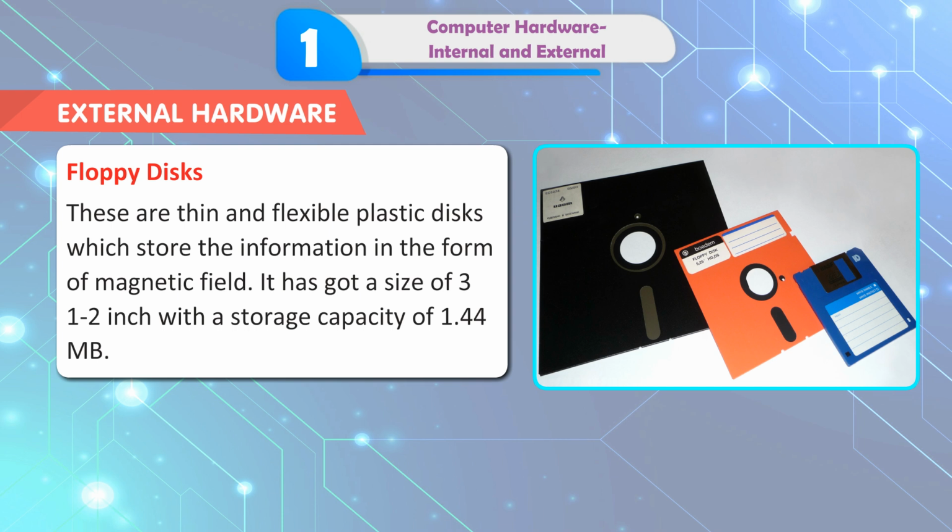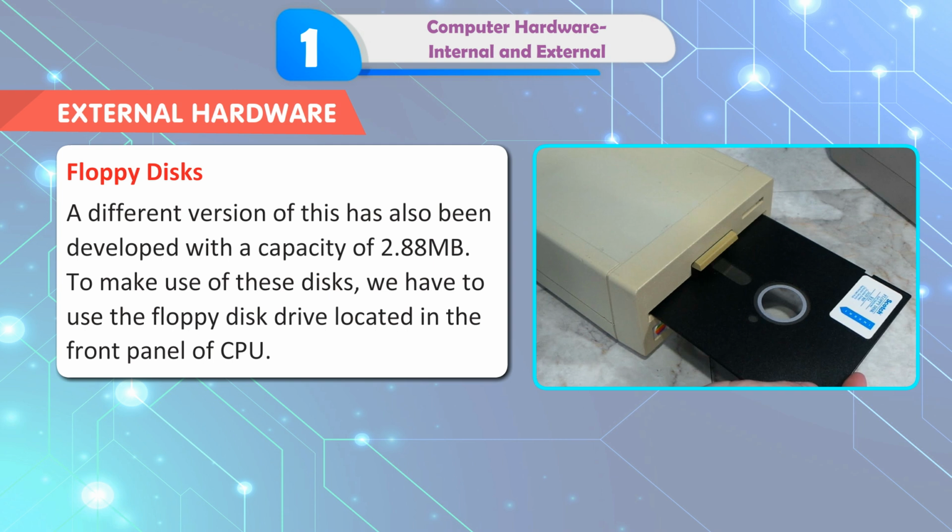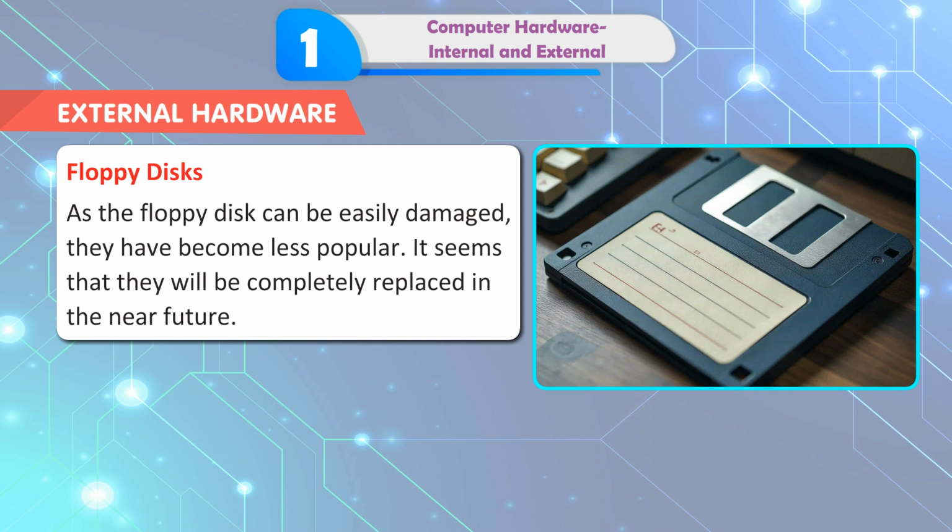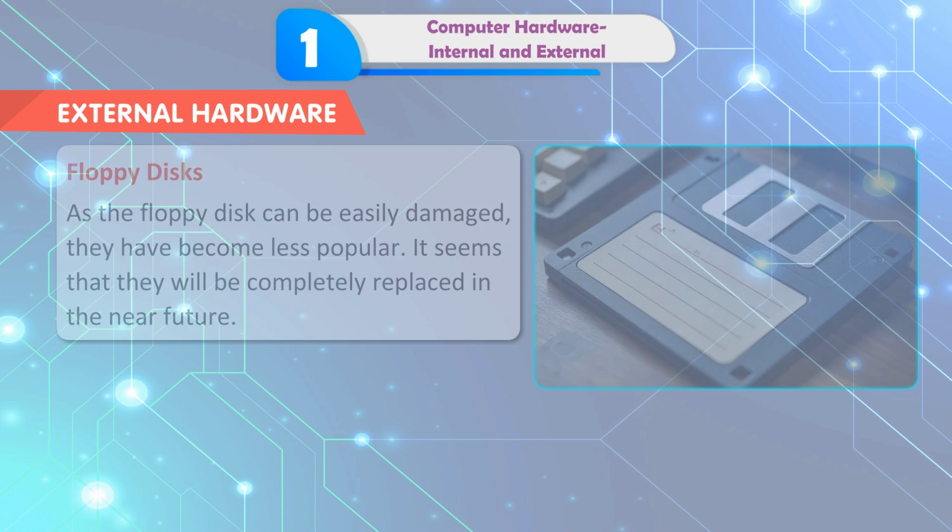Floppy disks. These are thin and flexible plastic disks which store information in the form of a magnetic field. It has a size of 3 inches with a storage capacity of 1.44 MB. A different version has also been developed with a capacity of 2.88 MB. To make use of these disks, we have to use the floppy disk drive located in the front panel of the CPU. As floppy disks can be easily damaged, they have become less popular. It seems that they will be completely replaced in the near future.